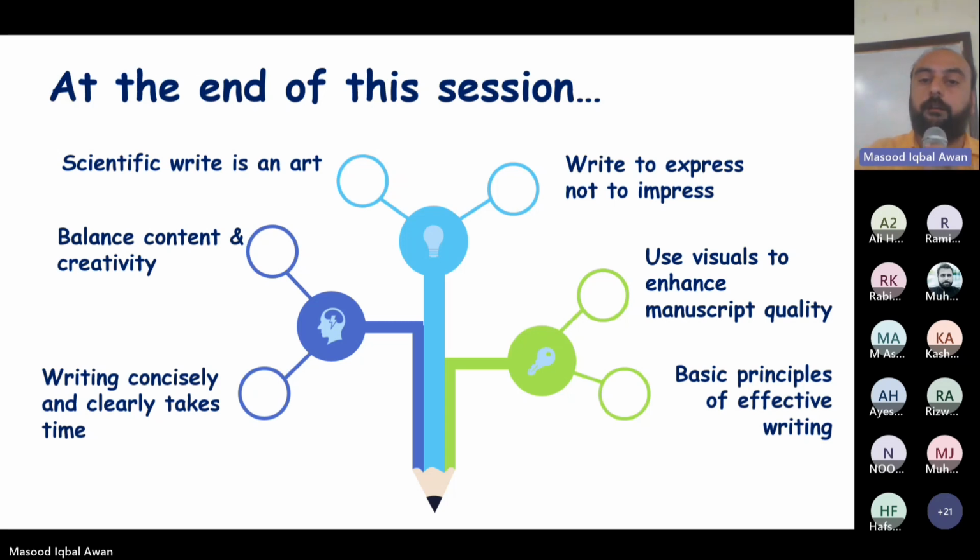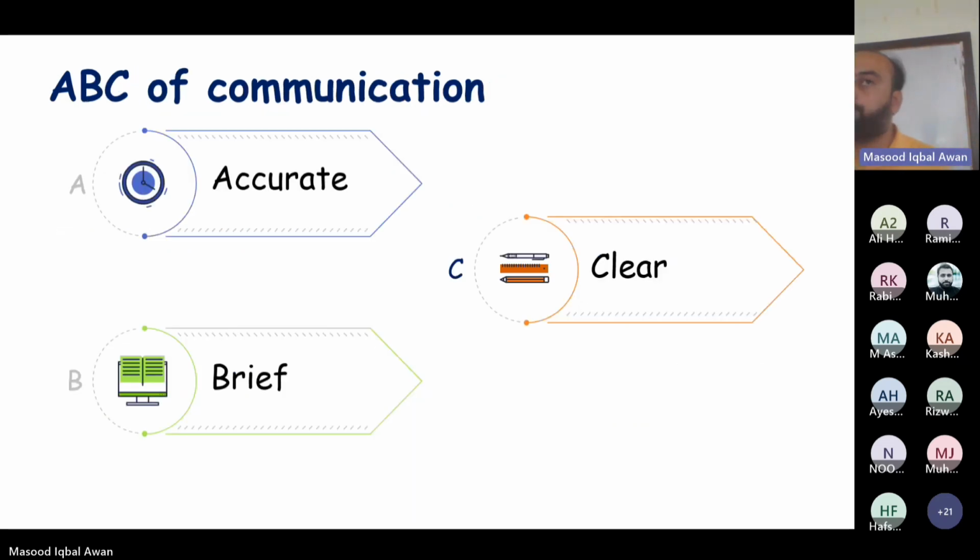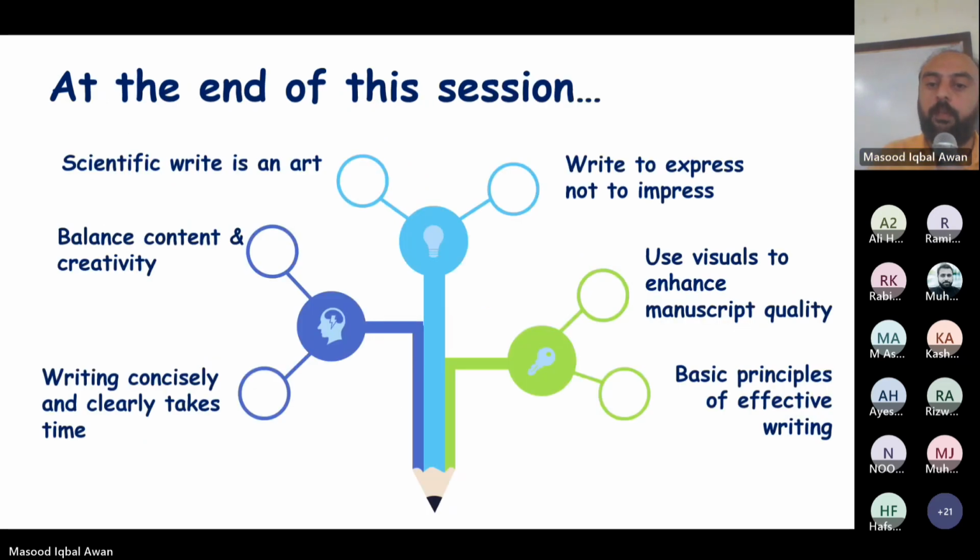Scientific writing is an art, but it is also different from other forms of literary writing like story, fiction, novel, etc. In literary writing, the writers write to express. They maintain a suspense till the end of the story or movie or drama. But in scientific writing, we try to bring clarity right from the start. So we write to express, not to impress.